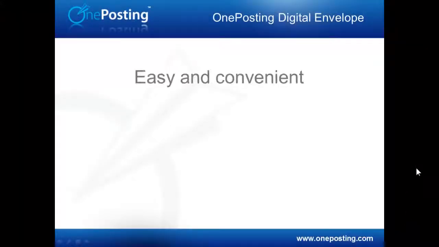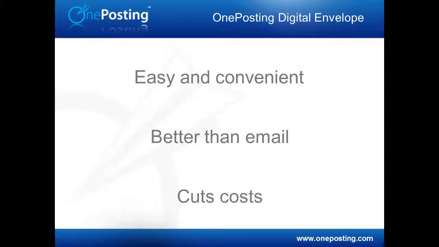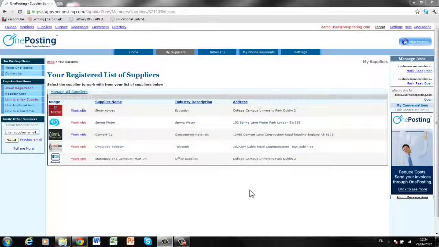As you have seen, accessing an invoice is as simple as clicking on a link. Unlike email, OnePosting complies with all regulatory requirements because data is confidential and secure with a complete audit trail. It can cut as much as 70% of your invoice distribution costs.